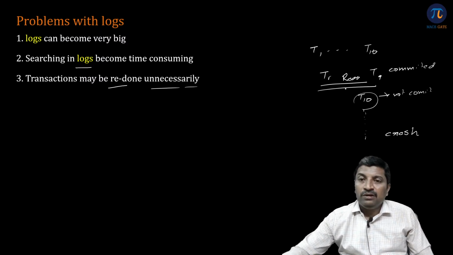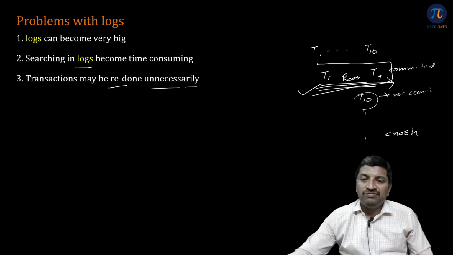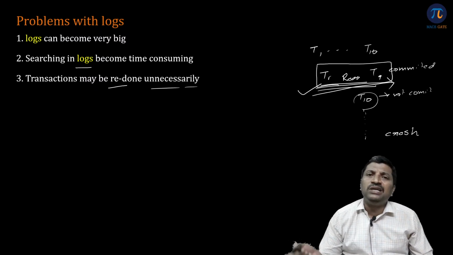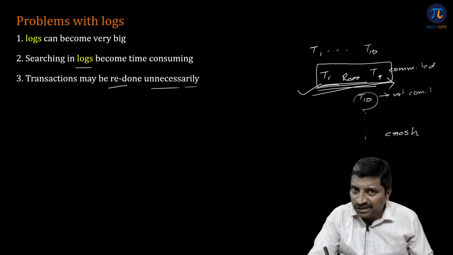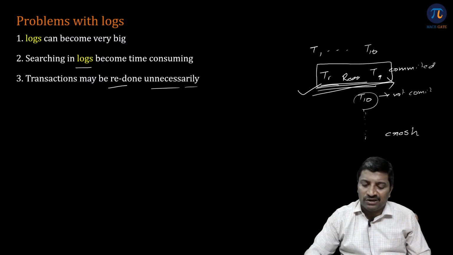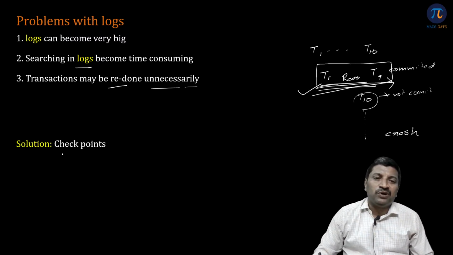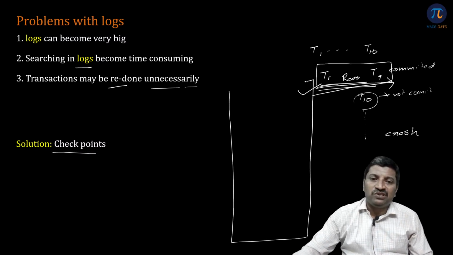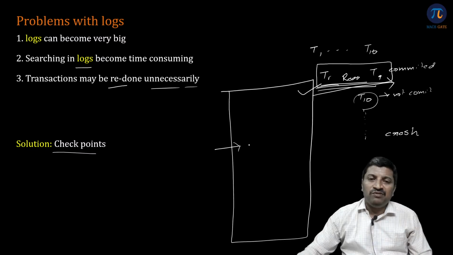Instead of that, we can make some tick mark. There is no problem up to T9. If you make a tick mark, I can understand. Even if there is a crash, I need to consider only T10. No need to consider T9. That tick mark is called a checkpoint. Whenever my list of actions is very lengthy, here I will make a tick mark. Here I will write the transactions which I am supposed to consider. All the remaining are done.